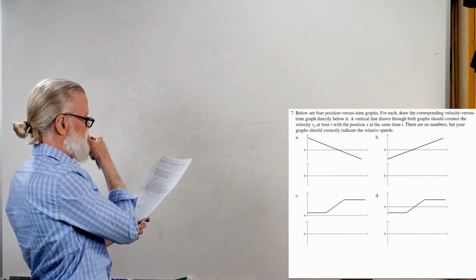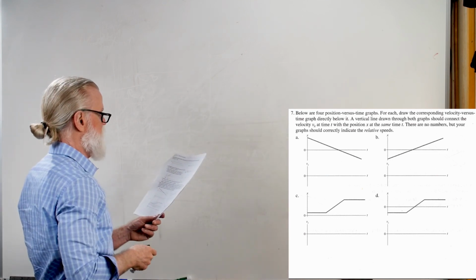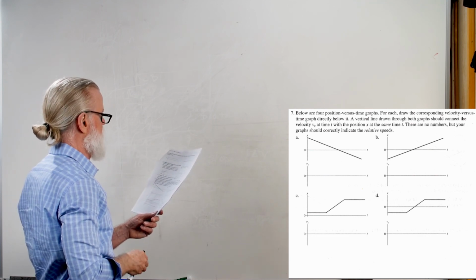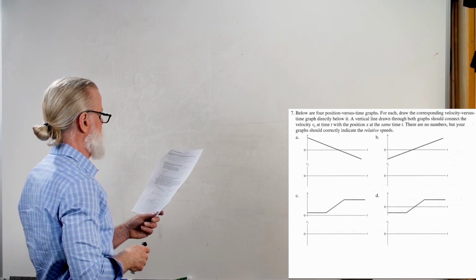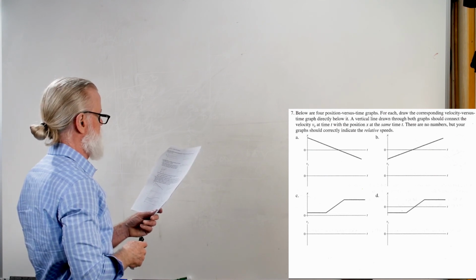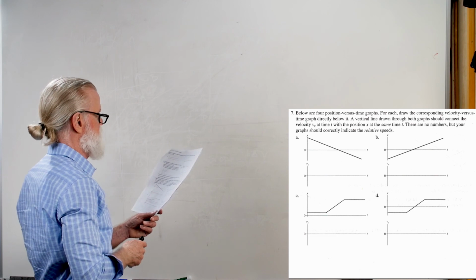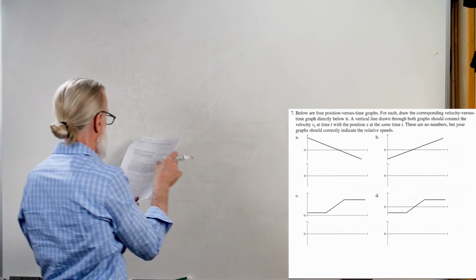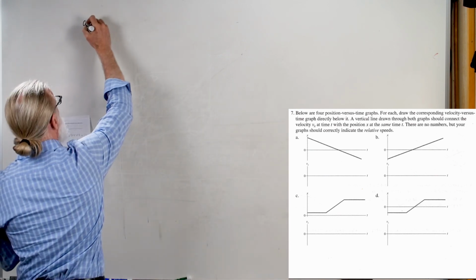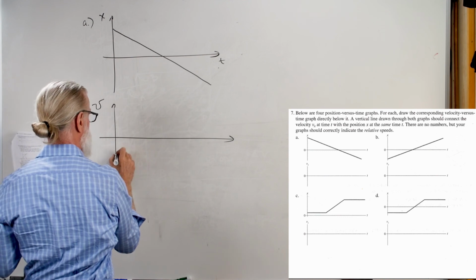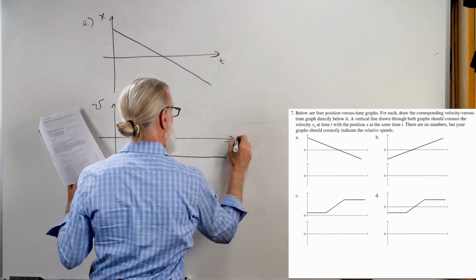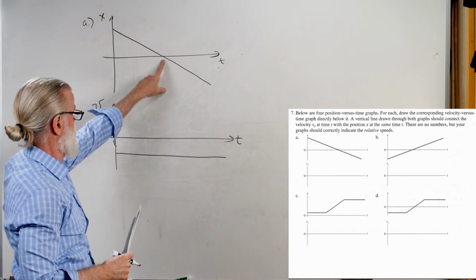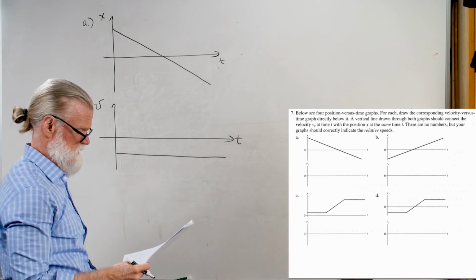Below are 4 position versus time graphs. For each, draw the corresponding velocity versus time graph. Directly below it, a vertical line drawn through both graphs should connect velocity at time t with position x at the same time. There are no numbers, but your graphs should indicate relative speeds. So for A, it's a constant negative velocity. Nothing special happens when it's at position 0. That has no effect on velocity at all.